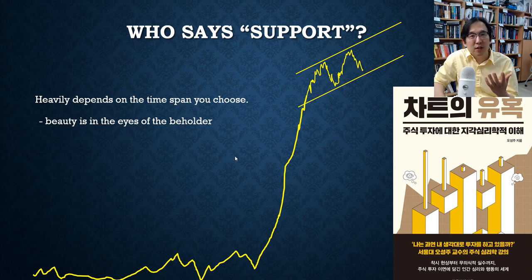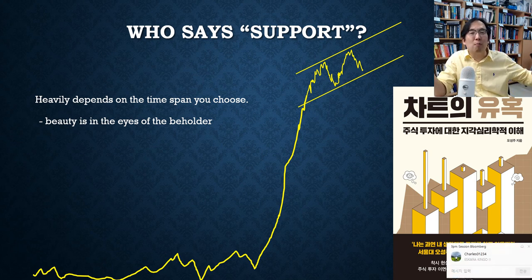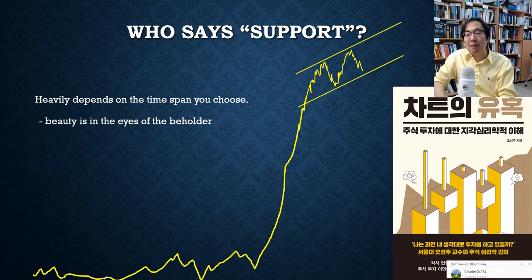Well, the beauty is in the eyes of the beholder. So it heavily depends on the time span you choose, okay? So if you expand the time span, okay? For example, the investing.com, you have a choice. Sometimes you can look at 1 week price chart, 3 months price chart, 1 year price chart, all the way up to maximum price chart, right? Depending on the time span that you specify, the pattern you recognize could be totally different, okay?